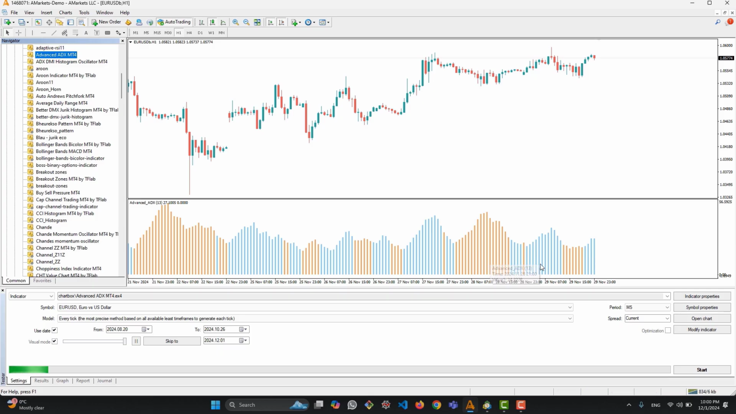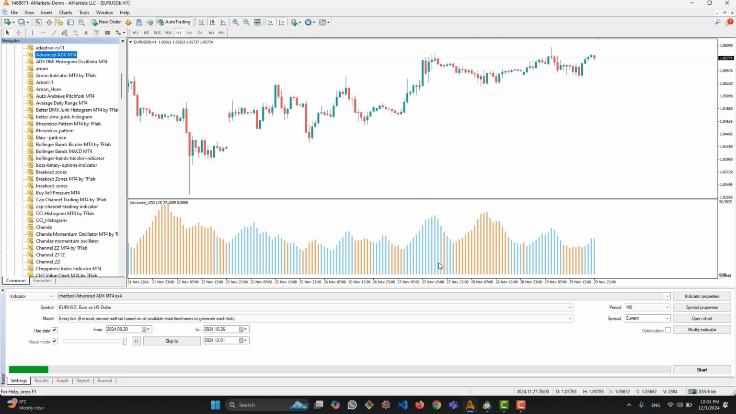The histograms shown to us in this indicator have the values of the ADX line of the ADX indicator, and their colors are as follows. When the positive line in the ADX is above the negative line, it is displayed in light blue, and when the positive line is below the negative line, it is displayed in brown.